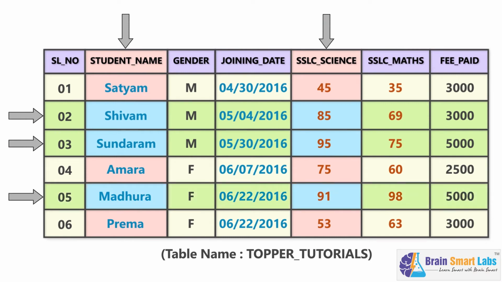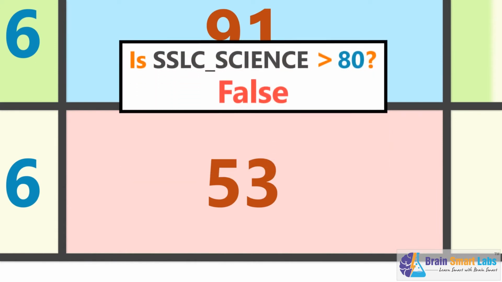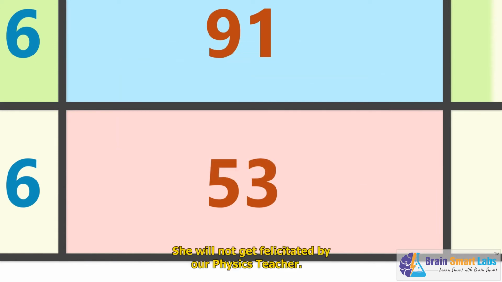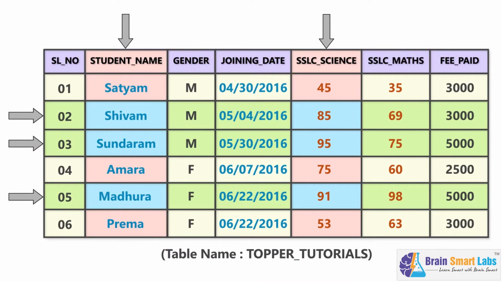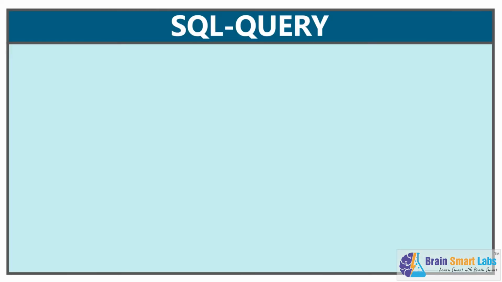Last but not the least, it is Prema who has scored 53 in SSLC science, which is not at all greater than 80, and so she will not get felicitated by our physics maestro. Better luck next time, Prema. Thank you very much. If you have understood till here, writing a query for this section would be very easy.